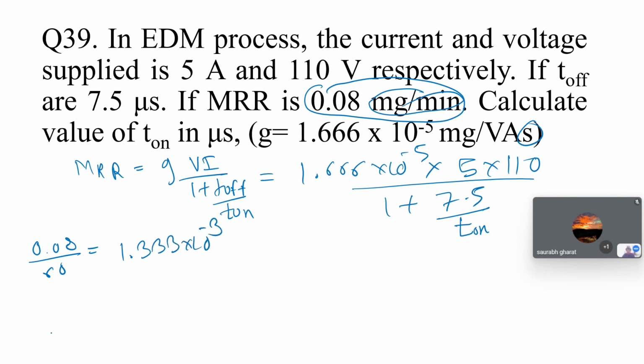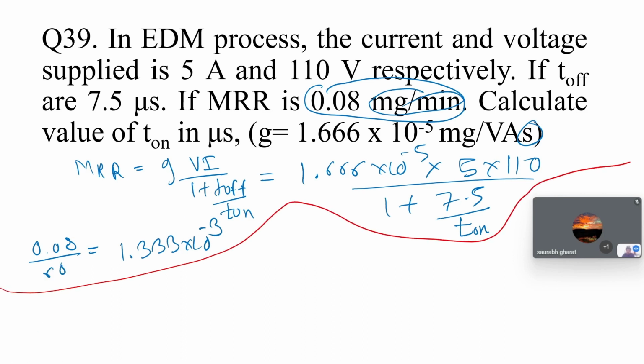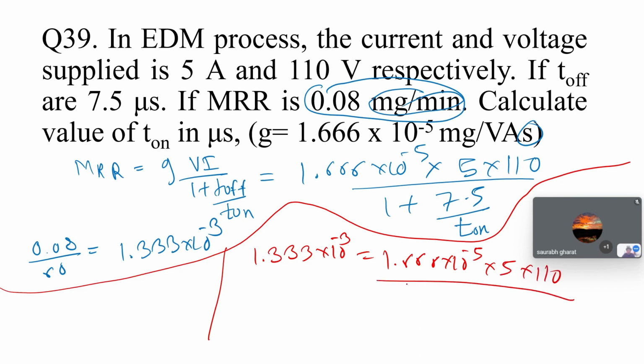So how is your problem completely formulated now? These are all the prerequisites for the problem. You know the formula, and what we wrote is 1.3333 into 10 raised to minus 3, which will be equal to 1.666 into 10 raised to minus 5, into 5, into 110, divided by 1 plus 7.5 into T off.